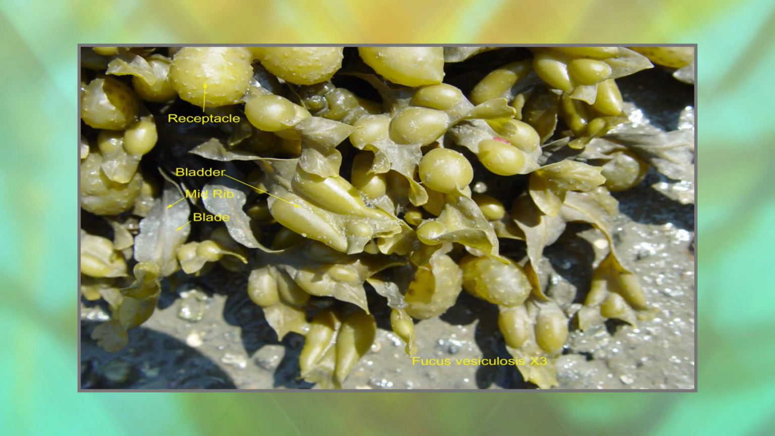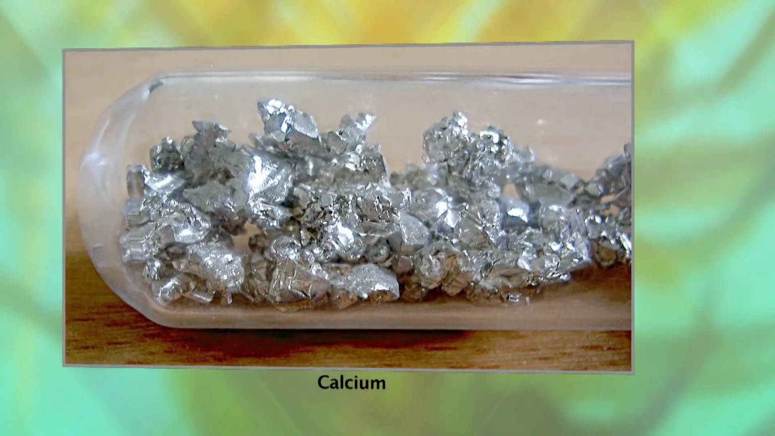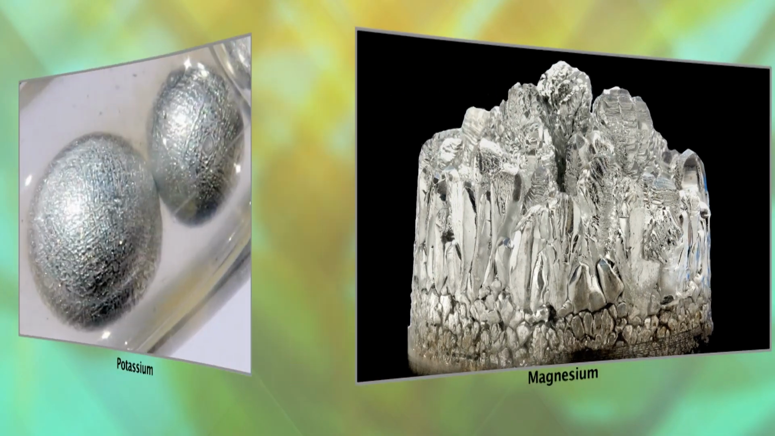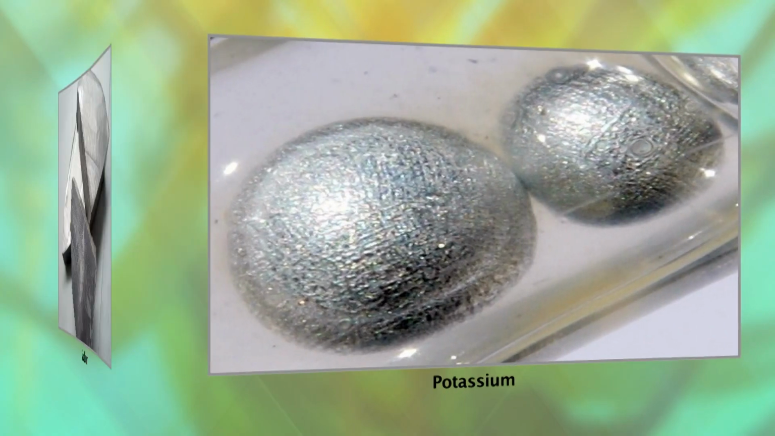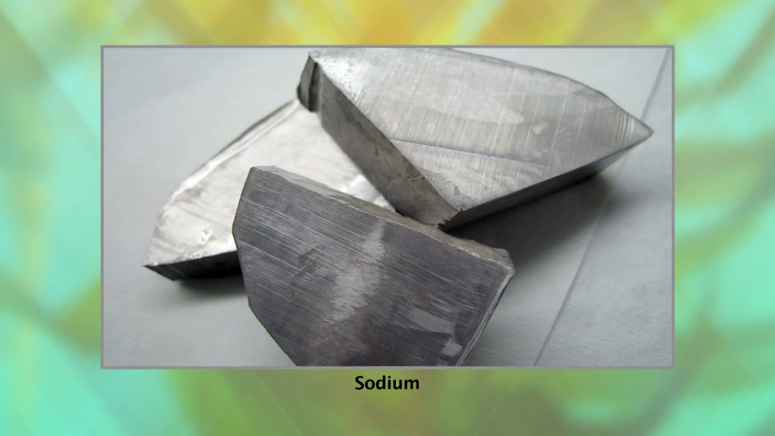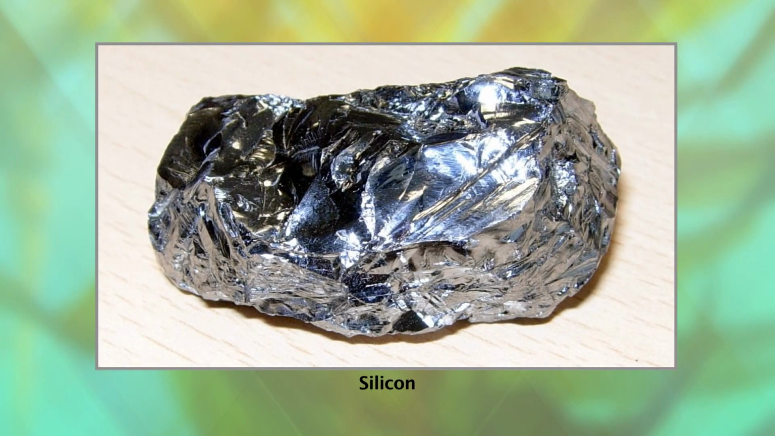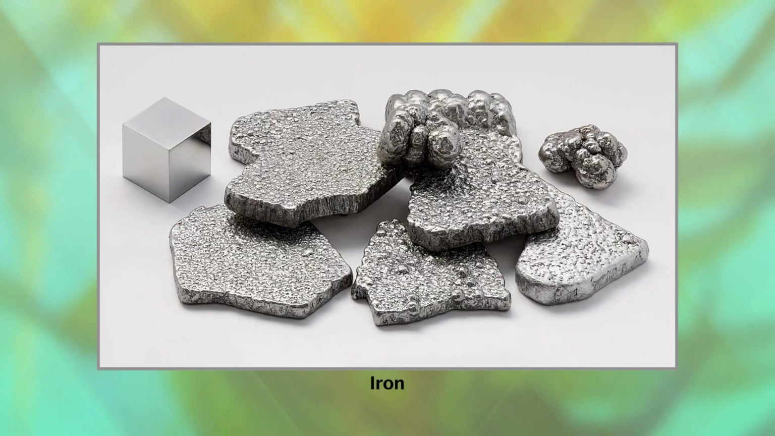Bladderwrack is rich in iodine, calcium, magnesium, potassium, sodium, sulfur, silicon, and iron, and high in some B complex vitamins which could be beneficial as a food supplement.